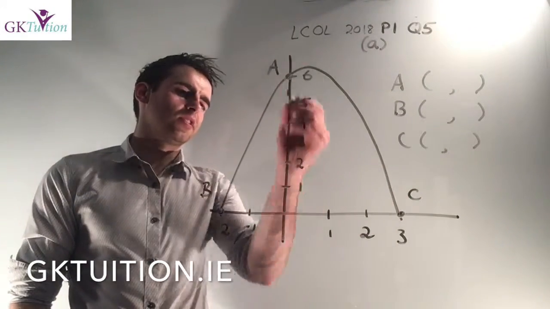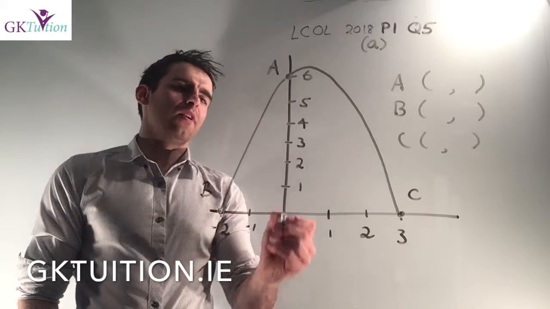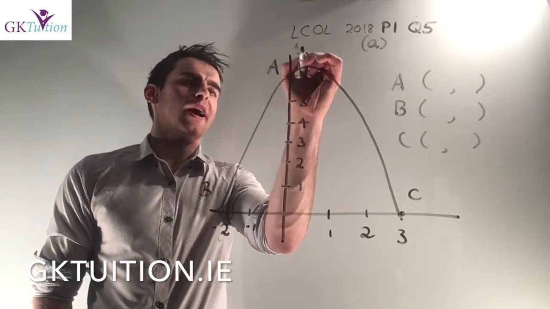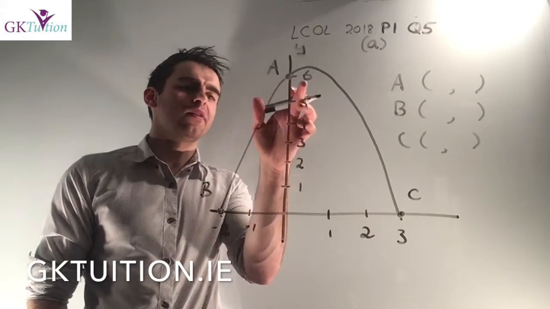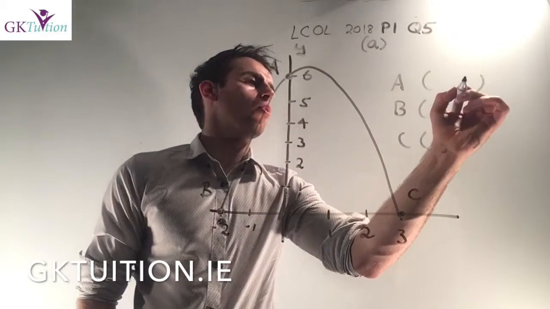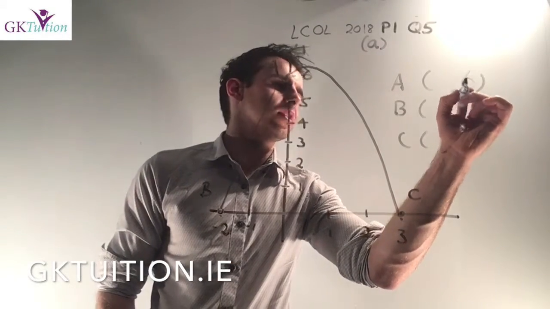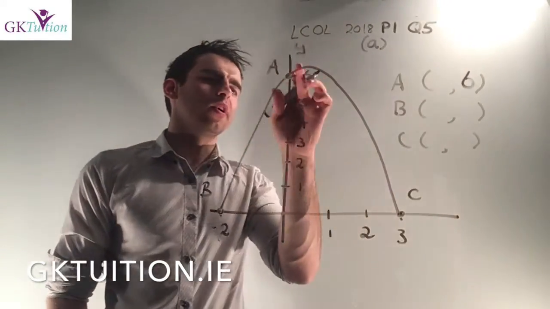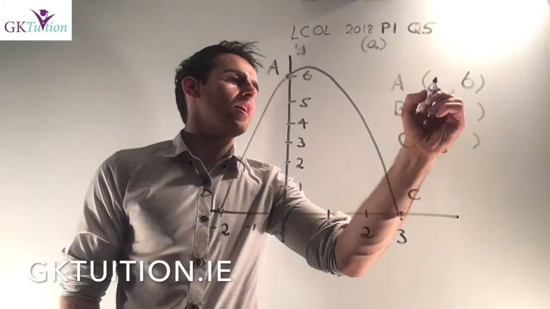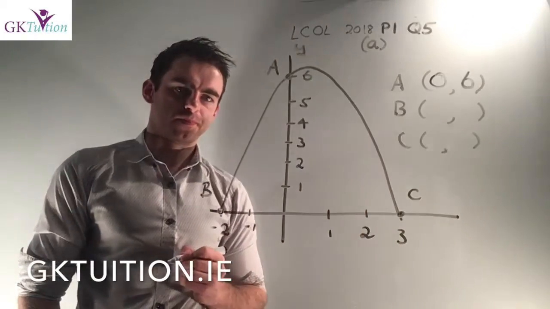So in this case, let's start with A. If I look at A, clearly the vertical line is your y-axis. So in this scenario, the y value is 6. Remember that when we're dealing with coordinates, the second coordinate in your point is the y value. So I know the y value there is 6. And since it's on the y-axis, the x value must be 0.